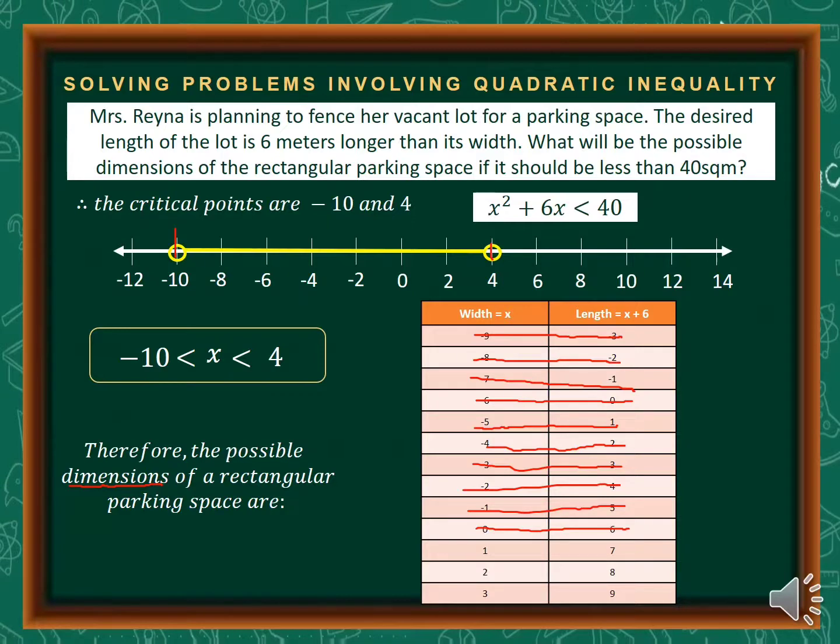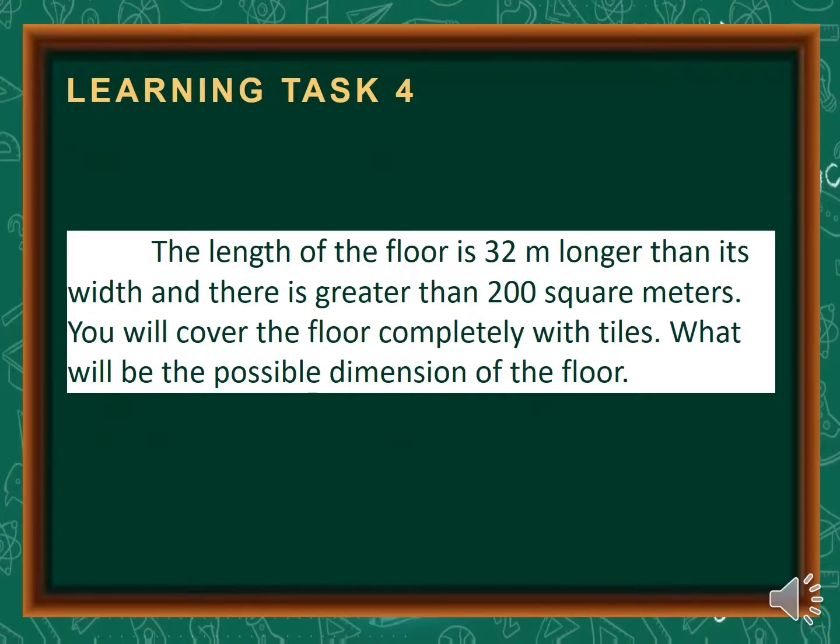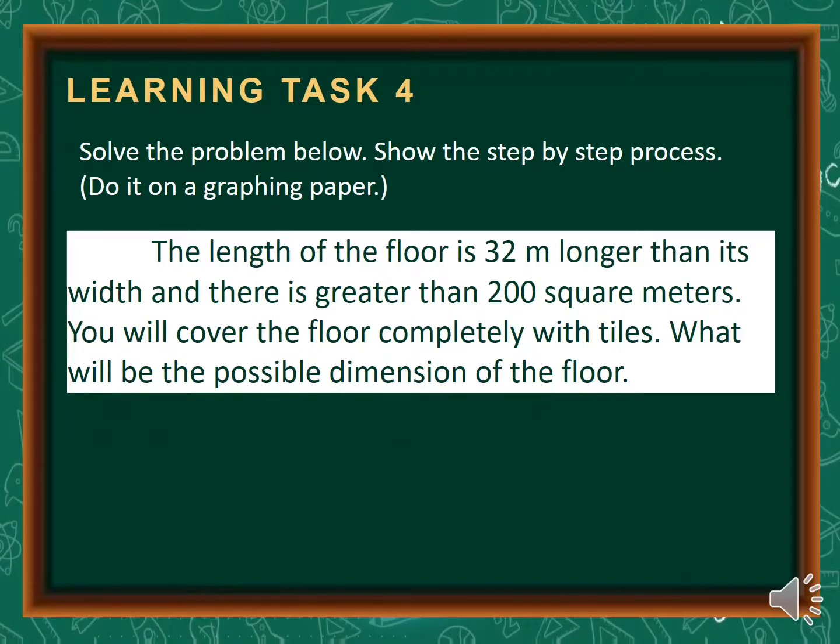You just have to follow the steps, and also you just have to apply what we have learned in solving quadratic inequality. Okay? And now for your last task, your learning task number 4 that can be found on page 25 of your module. Your task is to solve the problem below. Show the step-by-step process and do it on a graphing paper. So your given is, the length of the floor is 32 meters longer than its width, and there is greater than 200 square meters. You will cover the floor completely with tiles. What will be the possible dimensions of the floor? So please understand the given problem and apply the steps in solving problems involving inequalities.